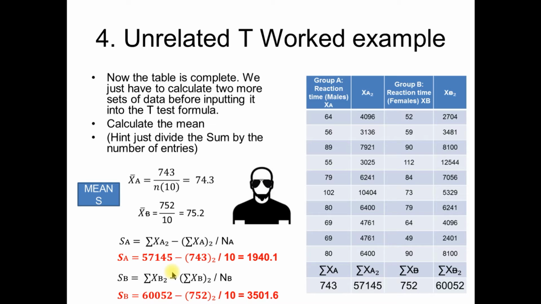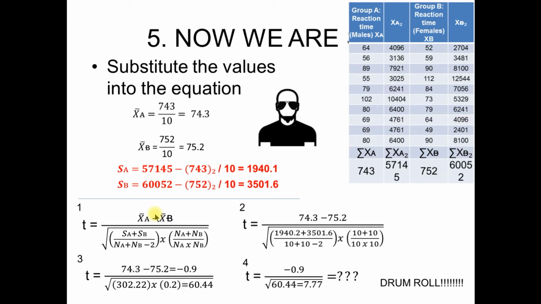We do the same for our XB column. That gives us 60052 minus 752 squared divided by 10 to give us 3501. Brilliant. So that's essentially the pre-calculation for the equation. Right, now what we have to do is put the values in the equation. This is quite tricky, as the equation sees.